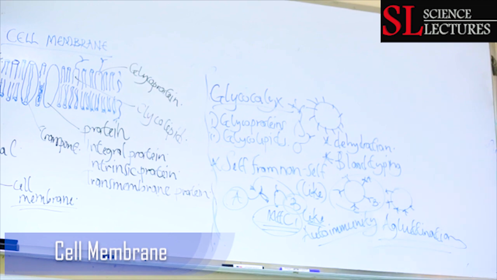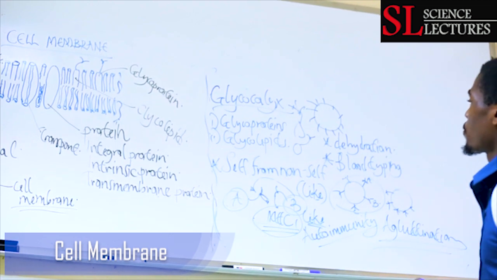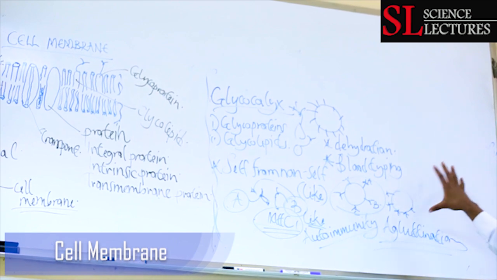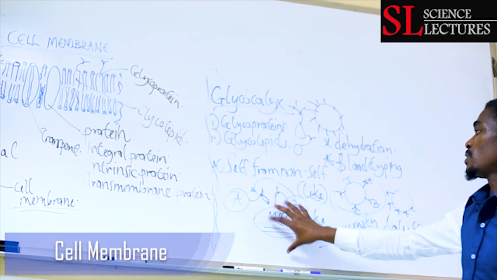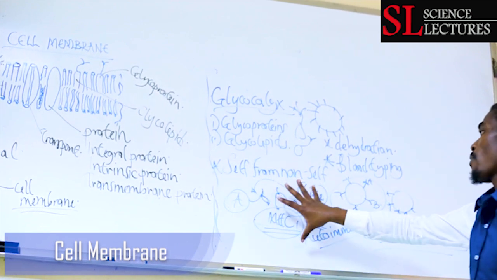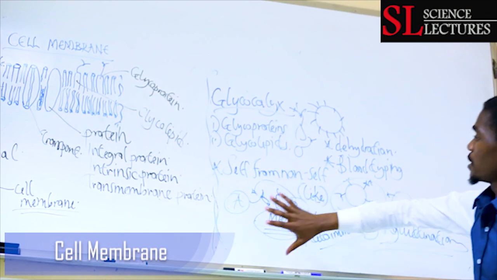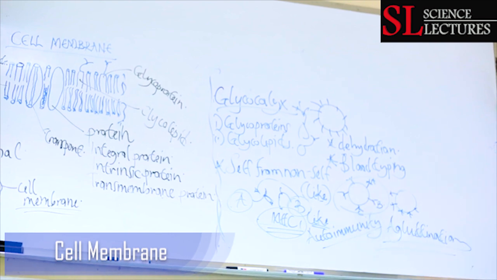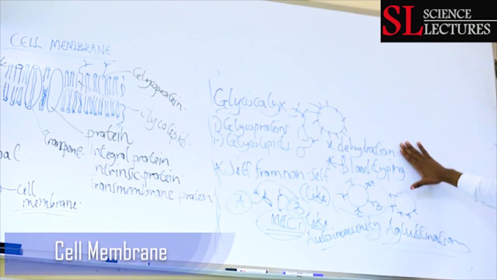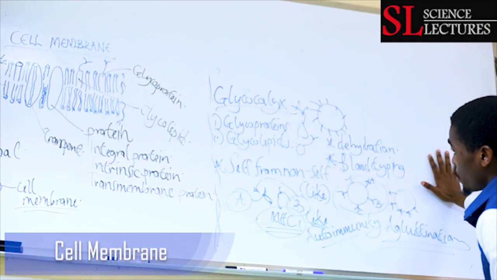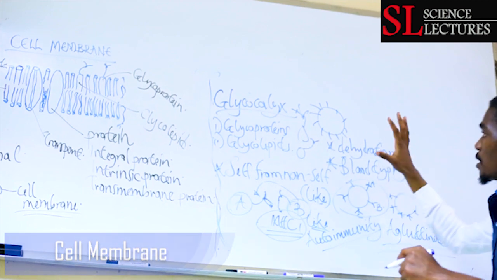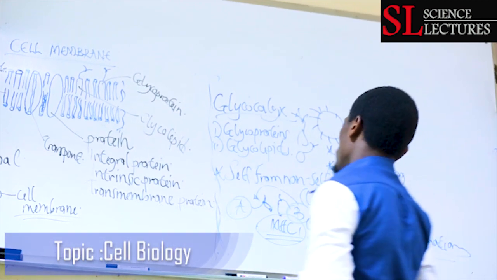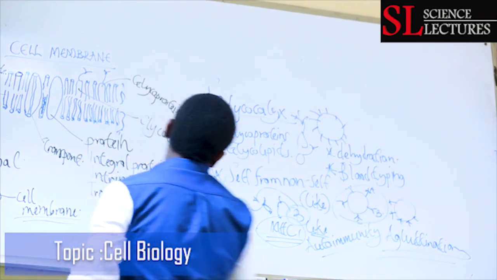So that is the basic importance of the glycoproteins. They distinguish self from non-self. We can apply this in blood typing. We can see it in the major histocompatibility 1, MHC1, where we have self cells identifying cells of the same type. Then they can help in preventing dehydration within the cells. So that is it with the second component of the cell membrane, which is the glycocalyx.